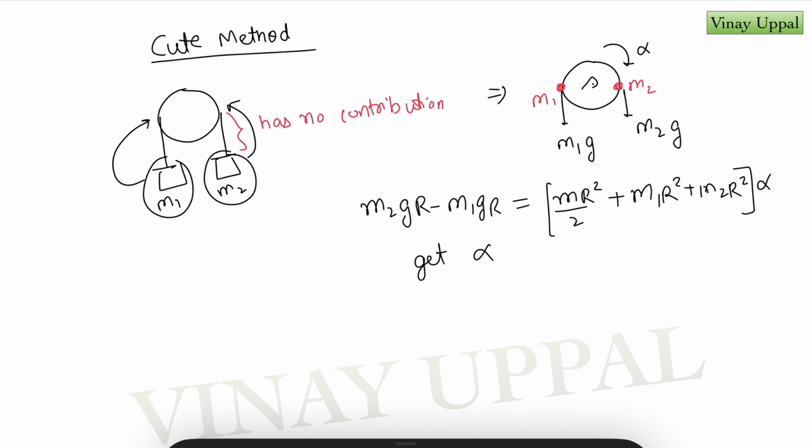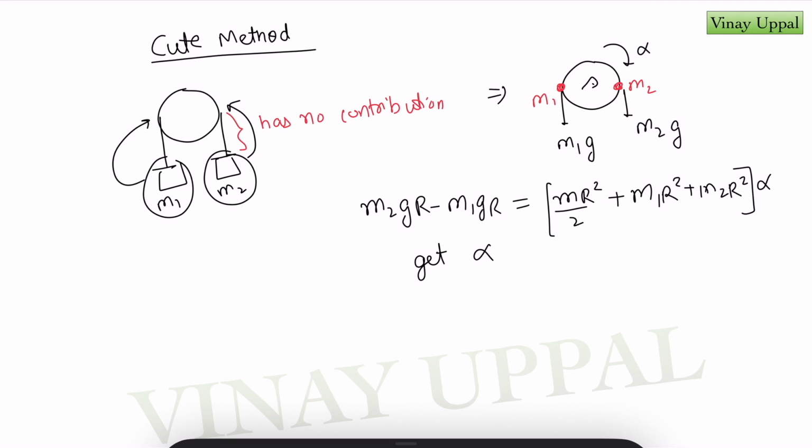So hope you've understood this cute method. The entire method is based on the concept of sticking the blocks onto the circumference of the disk, and the logic behind that is the string length has no role to play. So we are eliminating the tension variables directly. Once you eliminate the tension variables, you're just left with one equation in order to get the angular acceleration.